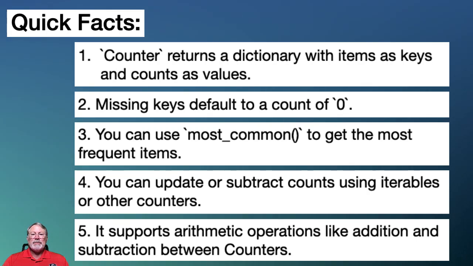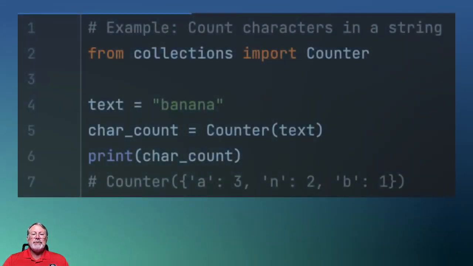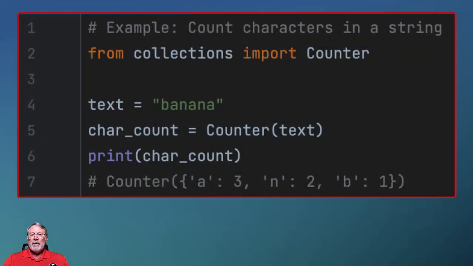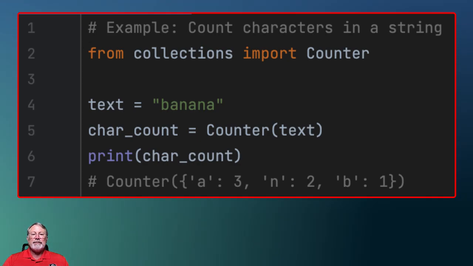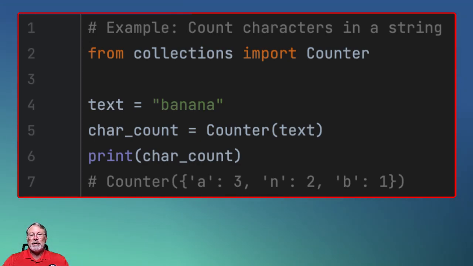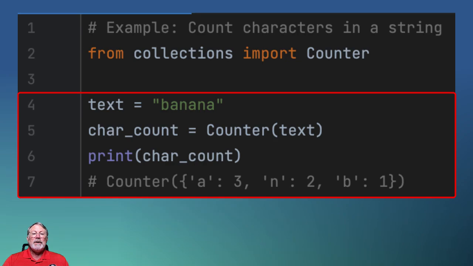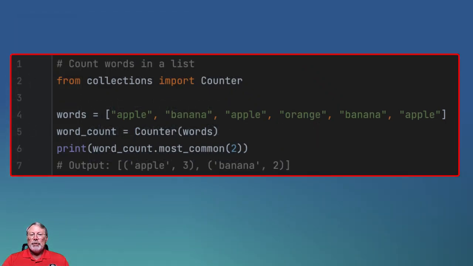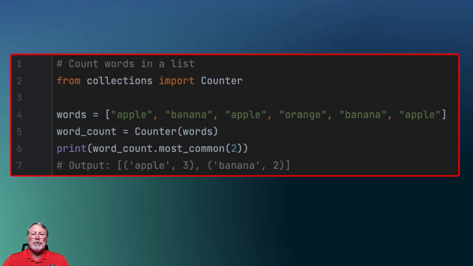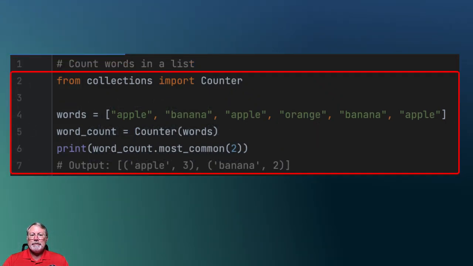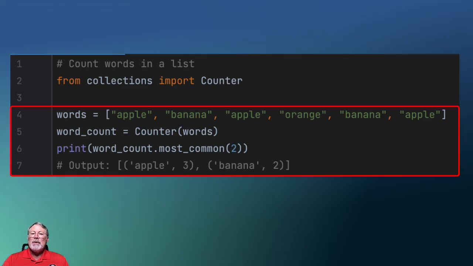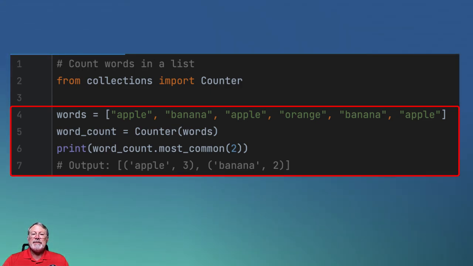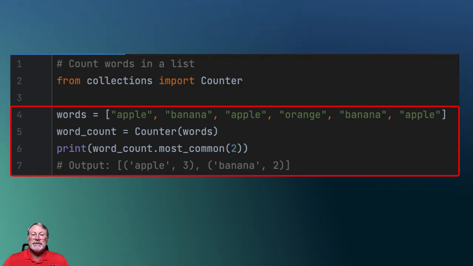Let's take a look at some real-world examples of how to use Counter. We can use Counter to get counts in many different types of iterables, even strings. Here, we use Counter to count the frequency of letters in the string banana. You can use it to count how many times words appear in a list. In this example, we count how many times each type of fruit appears in the list.